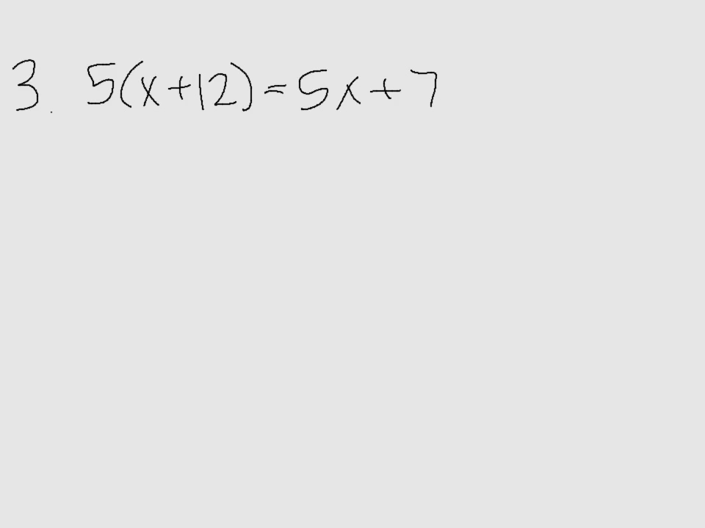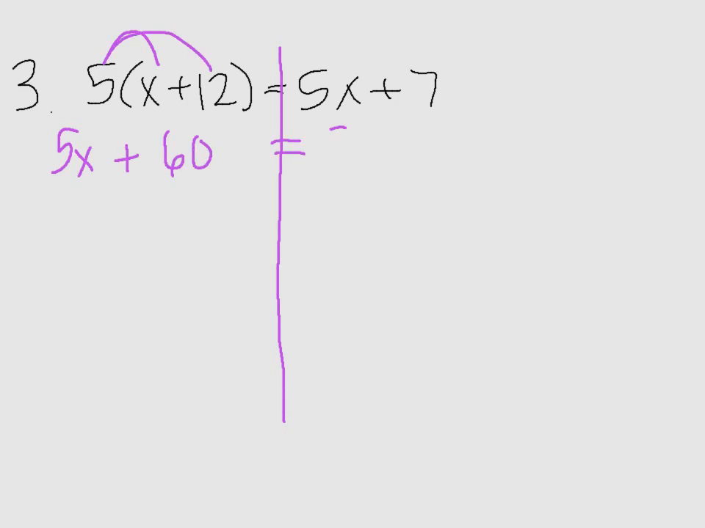Go ahead and check this one and then pause the video and check your answer. It says 5 times x plus 12 equals 5x plus 7. First I'm going to do the distributive property. I do 5 times x, which is going to be 5x. I now do 5 times positive 12, which is going to be positive 60. I go ahead and drop down my right side, which is 5x plus 7.